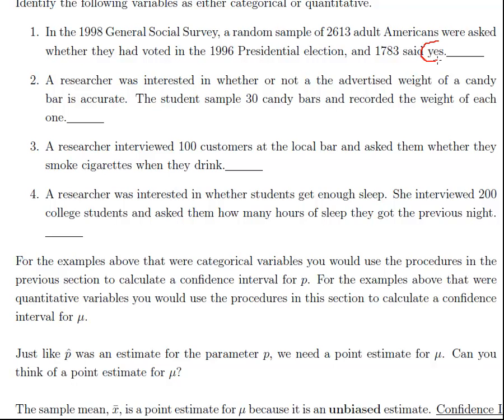And so this is a categorical variable. And then the parameter, I'm going to write the parameter out here. So this would be a proportion that we'd want to estimate. So we would use the methods that we used in the previous section.